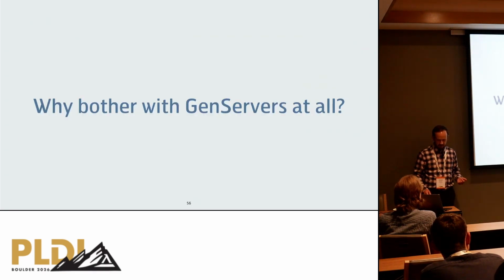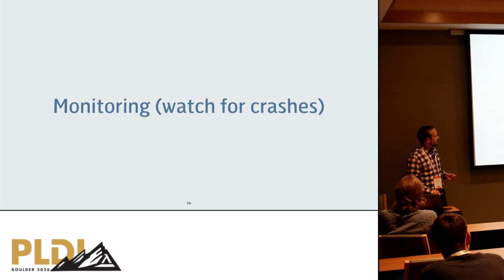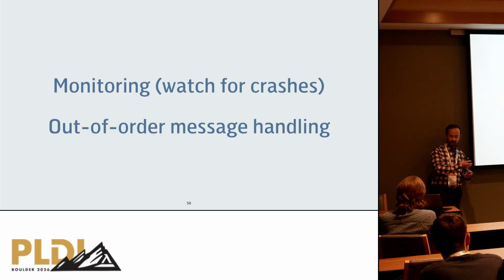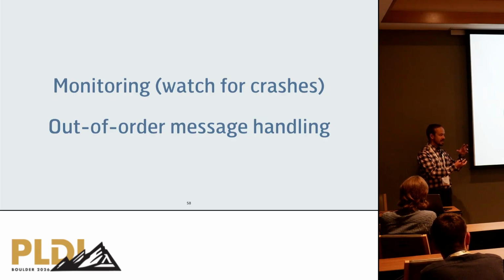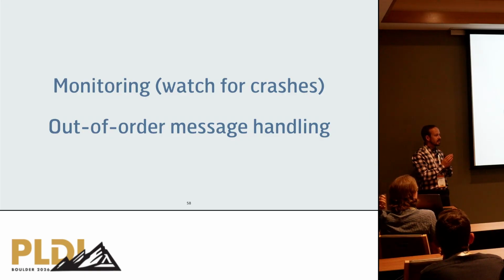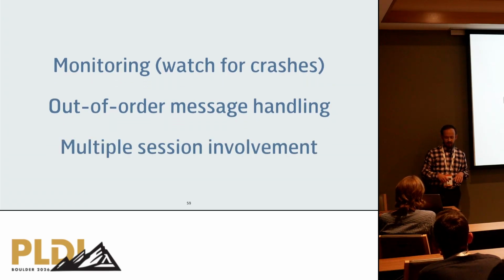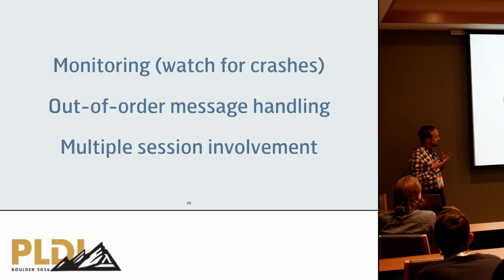So why would you want to bother with gen servers at all? Well, for starters, gen servers are very easy to monitor. And the second thing is that they can do out of order message handling. The gen server runtime, when it gets a message from another actor, puts it inside of its own mailbox so that if the messages arrive out of order, it can reorder them or handle them in the order that it's expecting. We use sieves, kind of like Ozone, to make sure that messages come as expected. And finally, these gen servers can actually participate in multiple sessions at the same time.